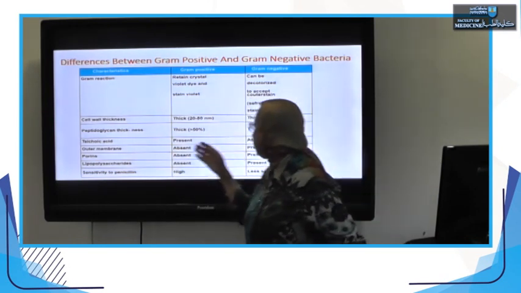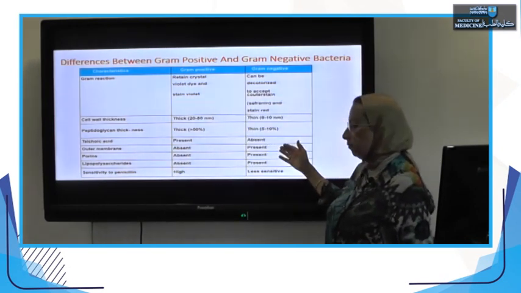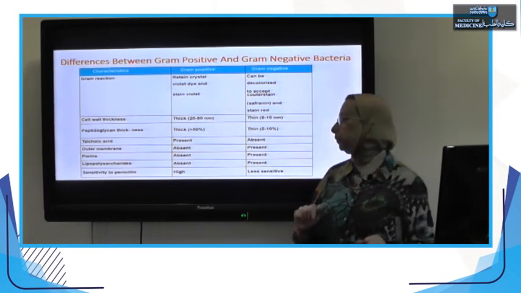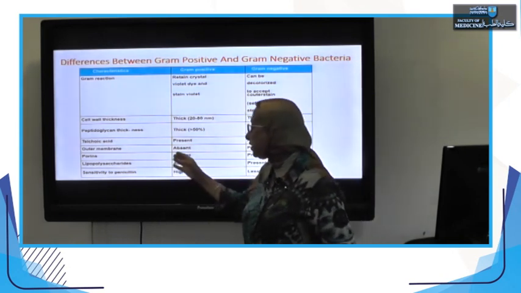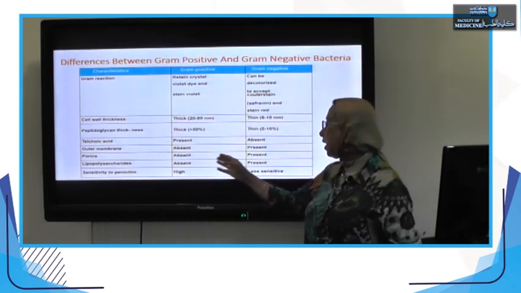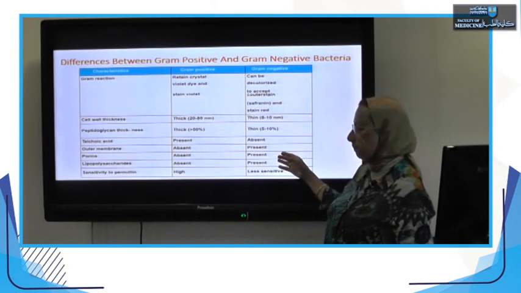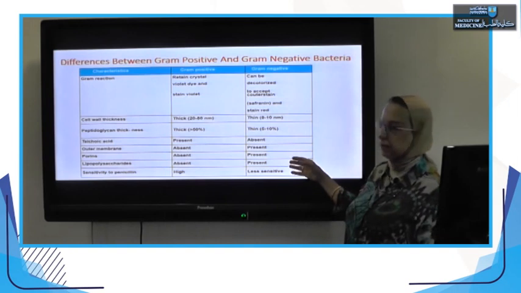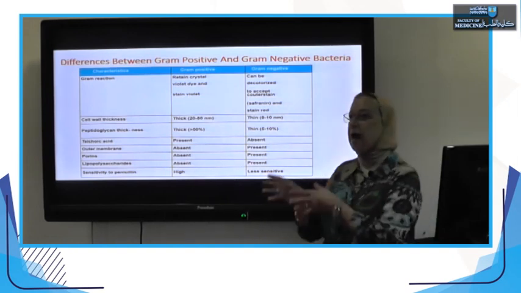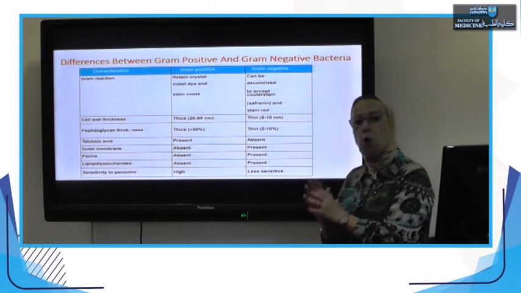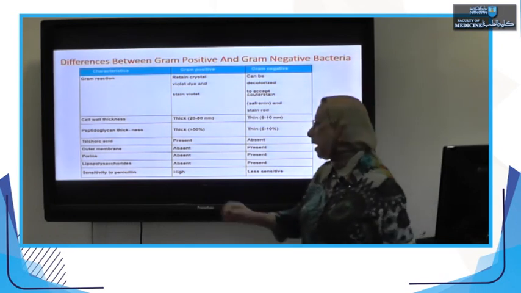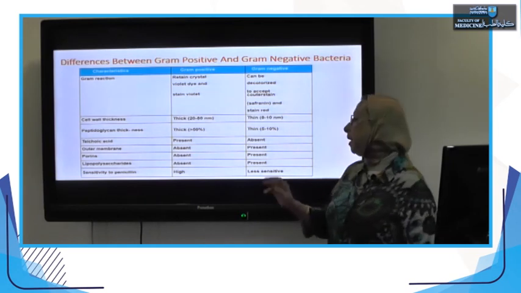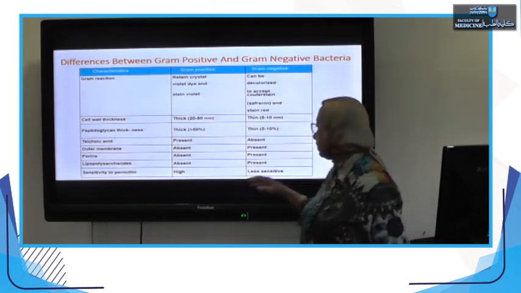The outer membrane is in gram-negative bacteria only. The outer membrane with its two leaflets, you remember, the inner and the outer part. The porins, or the pores for passage of molecules, are present in gram-negative bacteria only. The lipopolysaccharides are in gram-negative bacteria: the lipid part, the endotoxin, and the polysaccharides, which represent the O, or the somatic antigen. As regards sensitivity to penicillin, which is one of the beta-lactam antibiotics, it is greater in gram-positive bacteria than in gram-negative bacteria.